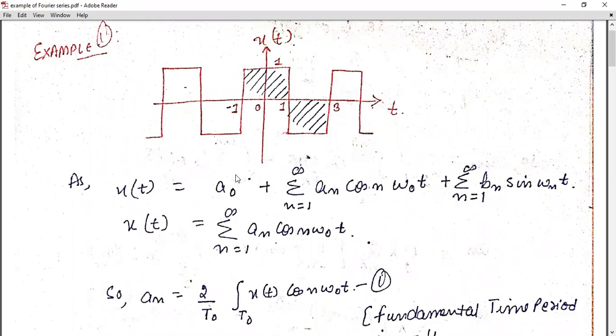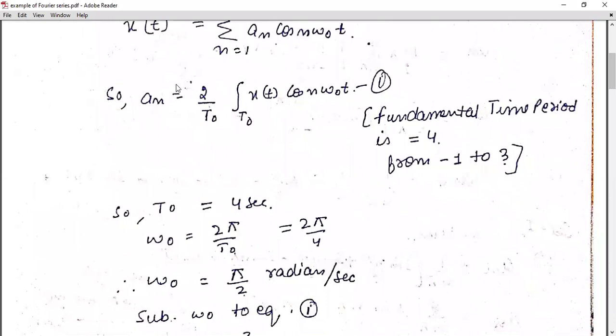As I discussed in the previous video, we can differentiate a naught, a n and b n depending on whether the signal is even or odd, so we consider accordingly. So the left out x of t is equal to summation n is equal to 1 to infinity a n cos of n omega naught t. In this equation we have to find a of n, the value of the coefficient. So a of n is equal to 2 by t naught, integral over the time period t naught, x of t cos of n omega naught t.